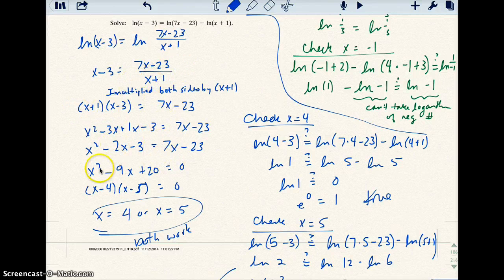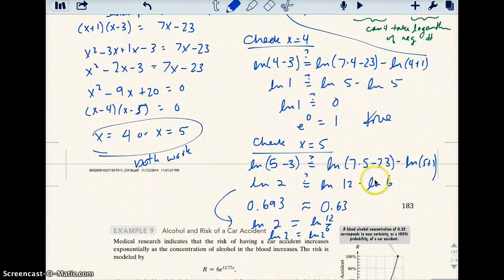So I end up getting a secondary equation, and I get x equals 4 or 5. When I checked 4 in there, I end up getting the statement the natural log of 1 equals the natural log of 5 minus the natural log of 5. Well, this right here equals 0. So the natural log of 1 equals 0. Well, the base is e. So e to 0 equals 1. That's true. That one works. So x equals 4 works.